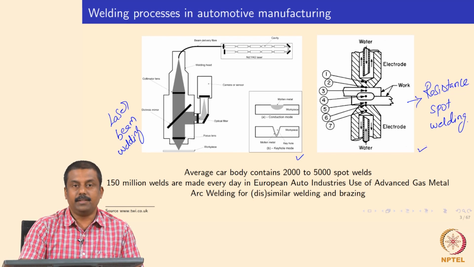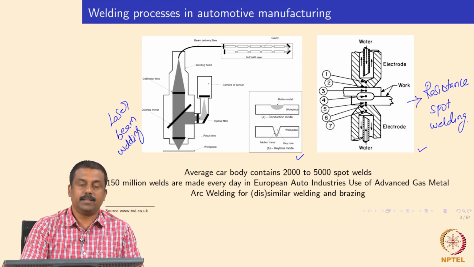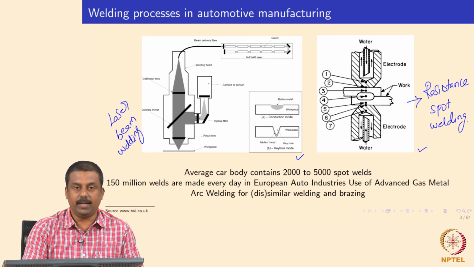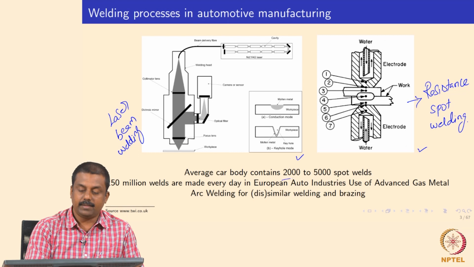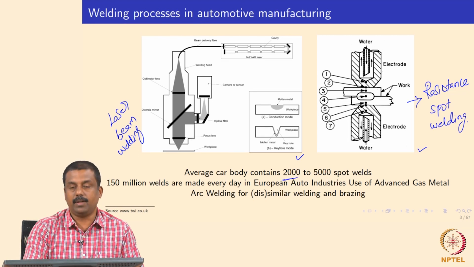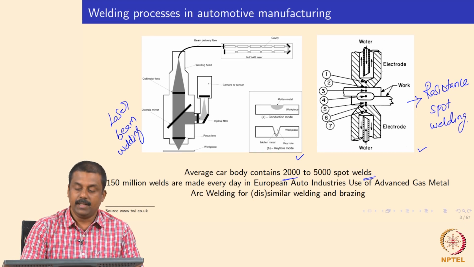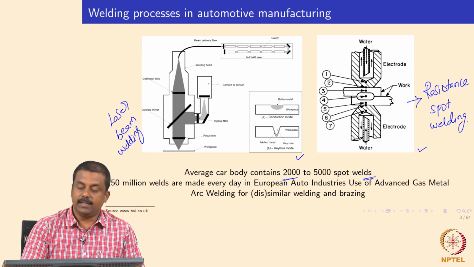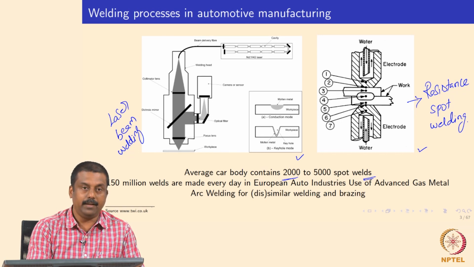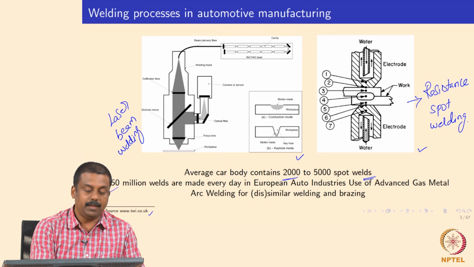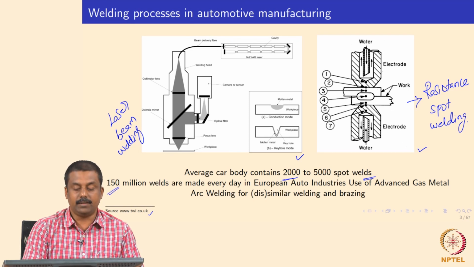So if you look at the average number of welds present in a typical car body, it can vary from 2000 to 5000 spot welds. And these welds are actually made in extremely rapid time and production conditions. According to statistics from The Welding Institute of UK, on average about 150 million welds are made every day only in European auto industries.